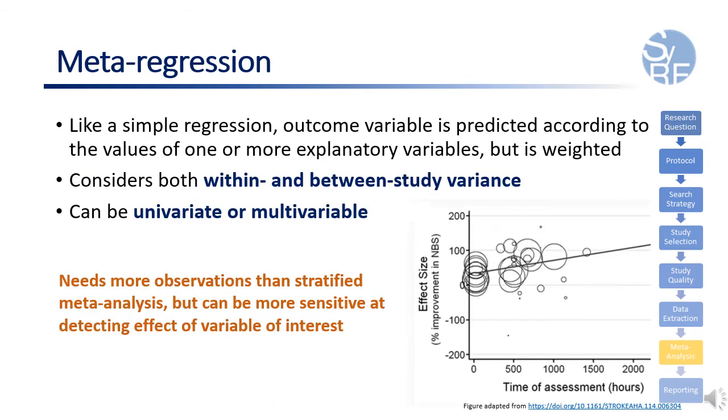Measuring heterogeneity is also possible with meta-regression, and this involves a similar approach to simple regression whereby an outcome variable is predicted according to the values of one or more explanatory variables. The outcome variable in this case is the effect estimate, and the explanatory variables are the study design characteristics we are interested in, which we think may or may not influence the size of this intervention effect. The difference between simple regression and meta-regression is that in meta-regression, larger studies have more influence on this relationship than smaller studies due to the weighting of studies we perform when calculating our overall effect.